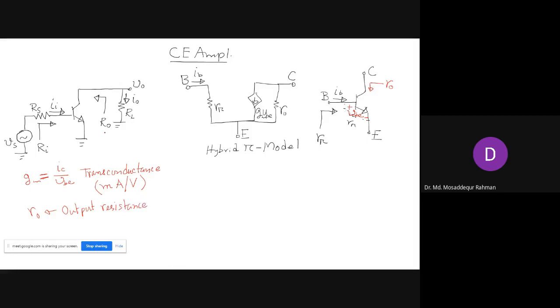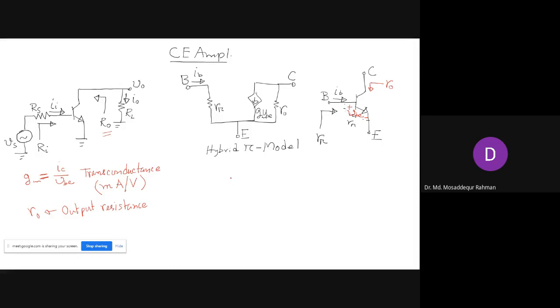It's not this R naught. This R naught is the output resistance of the overall common emitter amplifier, and this small R naught here is the resistance between the collector and emitter. It's just the resistance of the transistor device itself, and this one is for the whole amplifier. So do not confuse these two. Guys, any question?